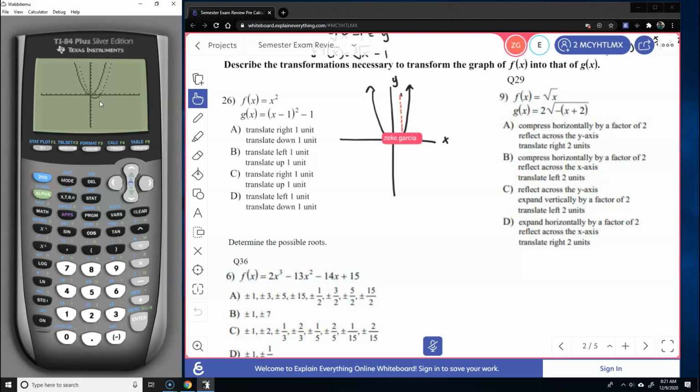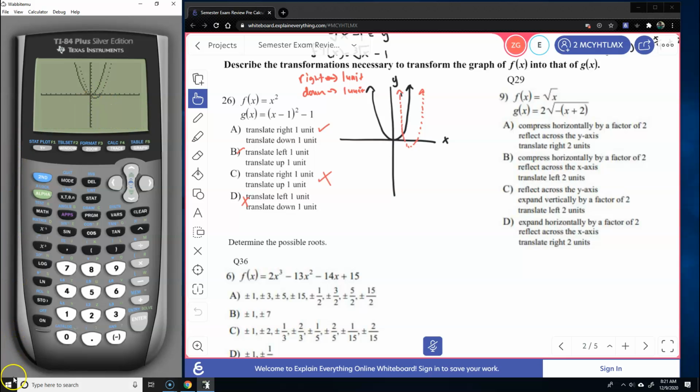So this is the transformation. It goes 1 unit to the right, and then down 1 unit. So in this case, to the right, it's only A and B. The other is A and C. So we know that B and D are incorrect. This one's going up, so this is wrong. The answer is A.